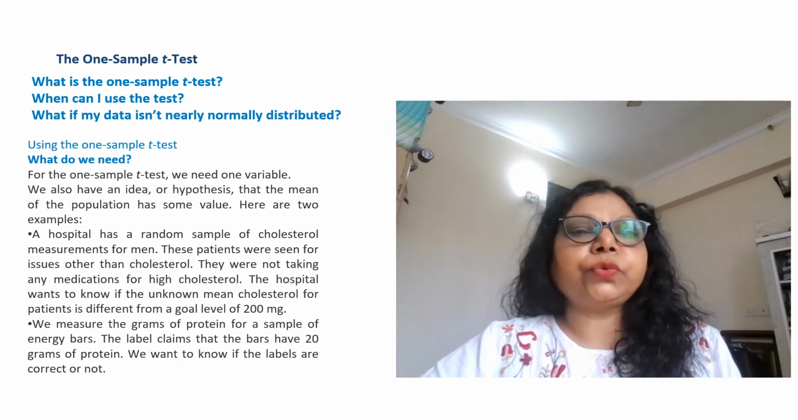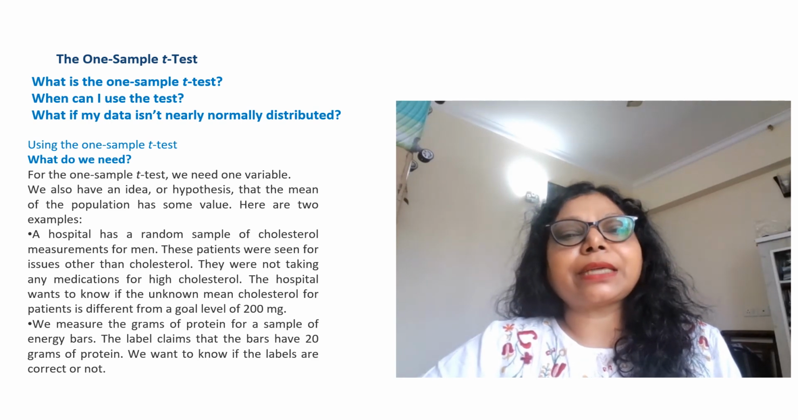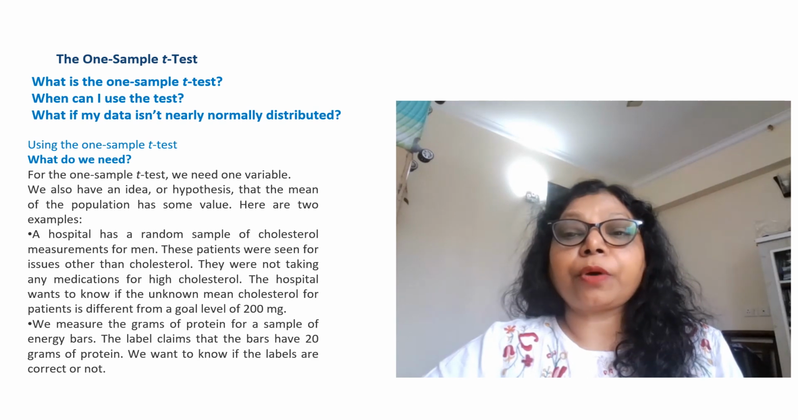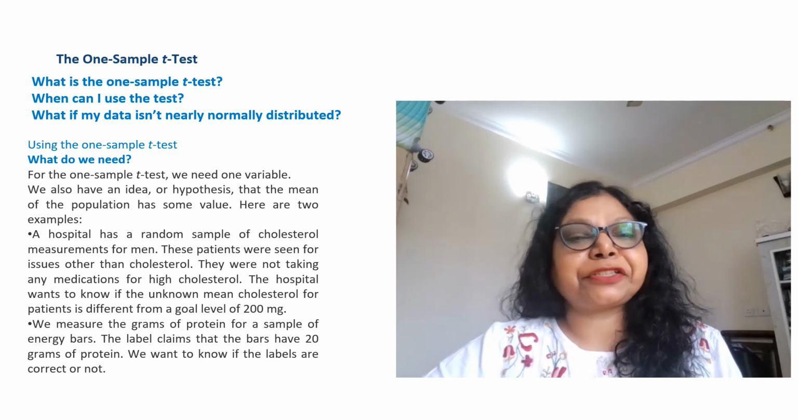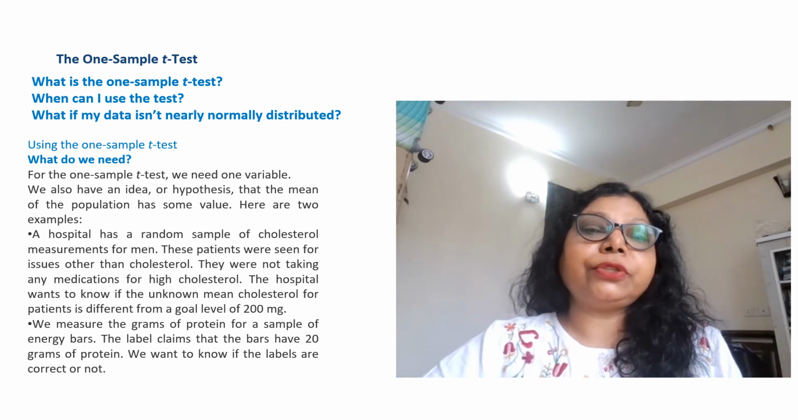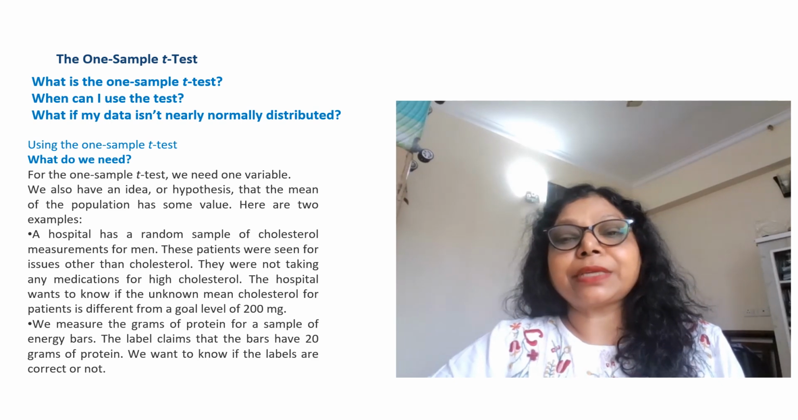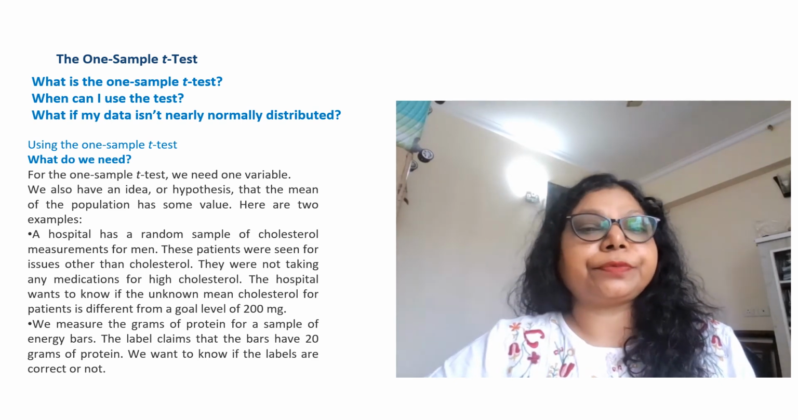So now let's do the one sample t-test. First, let's answer the question: what is a one sample t-test? A one sample t-test is a statistical hypothesis test used to determine whether an unknown population mean is different from a specific value. So when can you use this test? You can use this test for continuous data. Your data should be a random sample from a normal population.